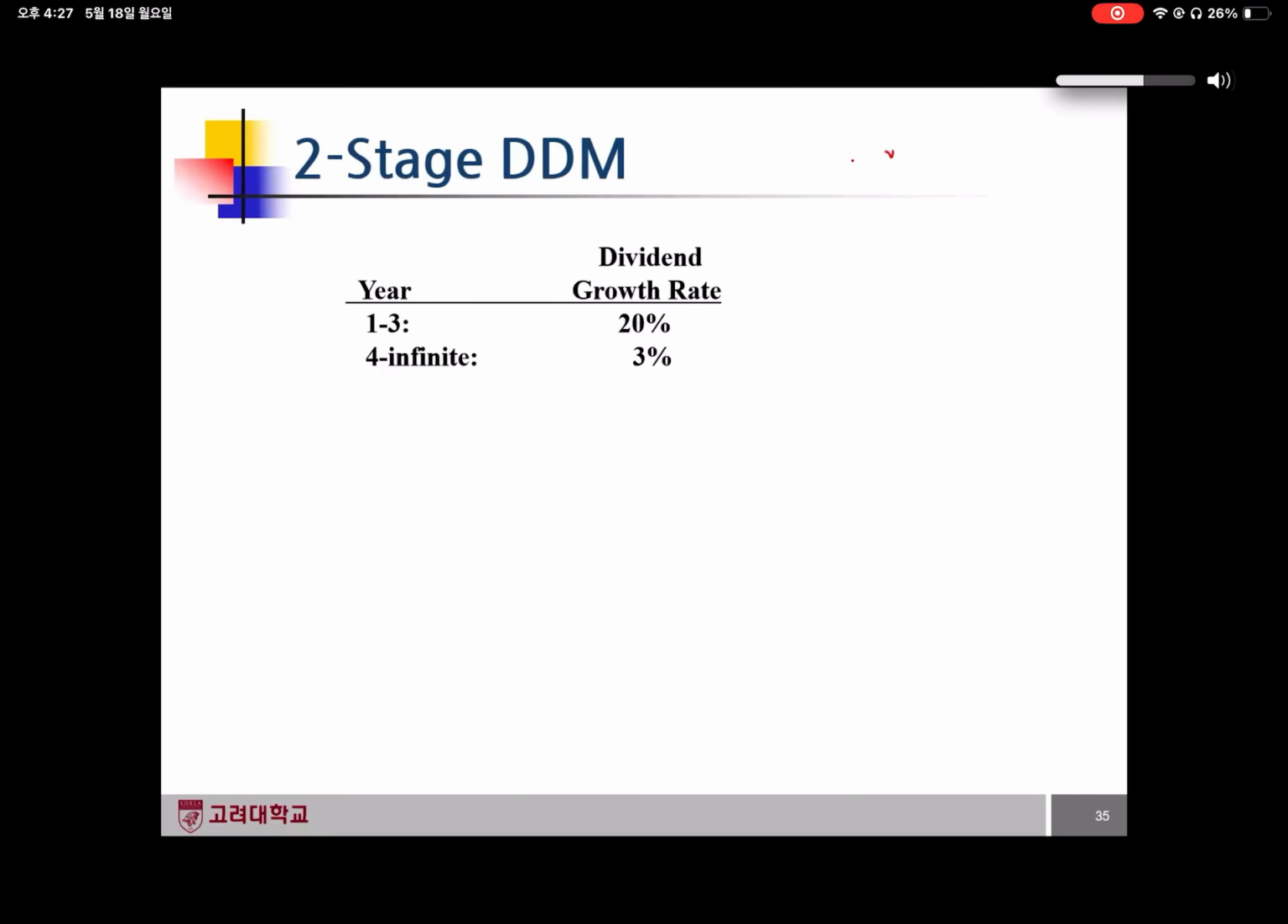Today let's start with an example of the two-stage dividend discount model. The value of a financial asset at time 0 today is the sum of all future cash flows generated by that asset discounted by some discount rate, which is the required rate of return on that financial asset, reflecting its risk, say K.